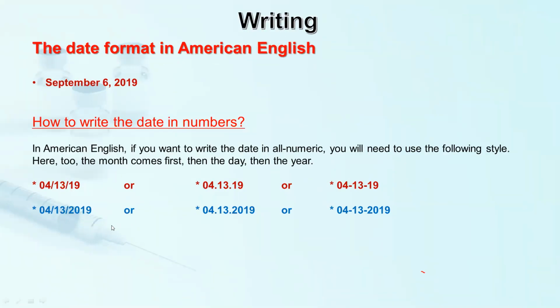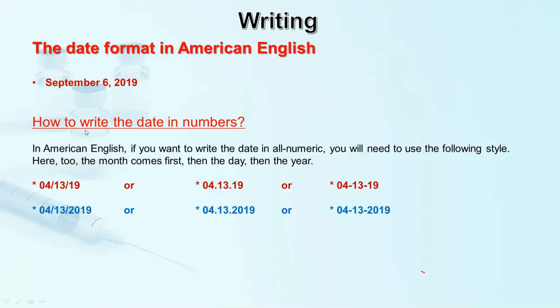Date format in American English: simply you write the name of the month first, then the digit of the day, then a comma, then the year. This comma is to separate this number from this number. As you see here, we have this number for the day and this number for the year, so we have to separate them using this comma. That's why we use this comma in American style.